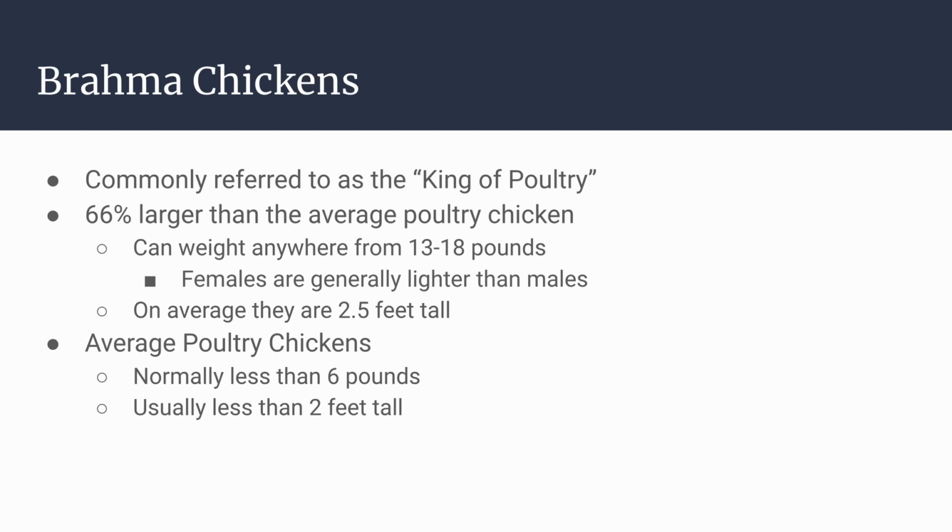And on average, they can be about 2.5 feet tall. When we compare this to your average poultry chicken, they are normally less than 6 pounds, and your normal chicken will be less than 2 feet tall. So I said a lot of information there, a lot of numbers that really aren't that important. What we're talking about on the slide is the difference between Brahma chickens and your average poultry chicken.